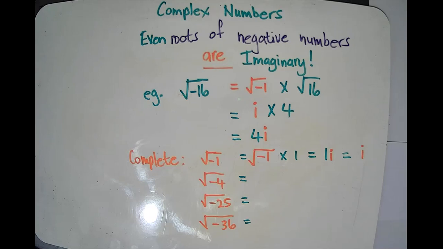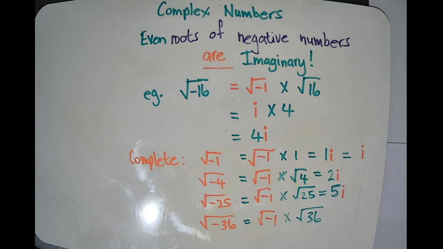In the next one, the same method, root minus 1 times the number under the root sign. Now don't forget that the square root of 4 is 2 and the root minus 1 is always i. Root minus 1 times the number under the root sign. Square root of 25 is 5. Going to the next one, root minus 1 times the number under the root sign. Root of 36 is 6 and i for the root minus 1.